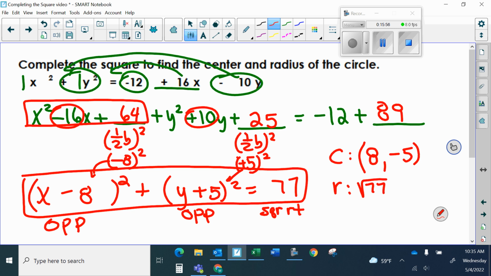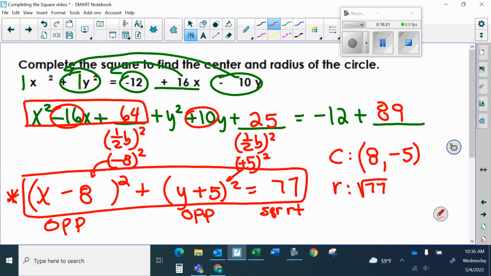You're going to be given to complete the square like this, and you're going to also be given this standard form of a circle right down here and asked to identify the center and radius. And you have to remember opposite, opposite, square root, and do that 8, -5 for the center and square root of 77 for the radius. So you guys now are ahead of the game for geometry.